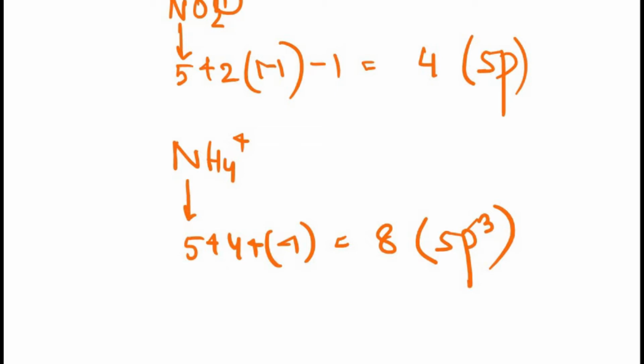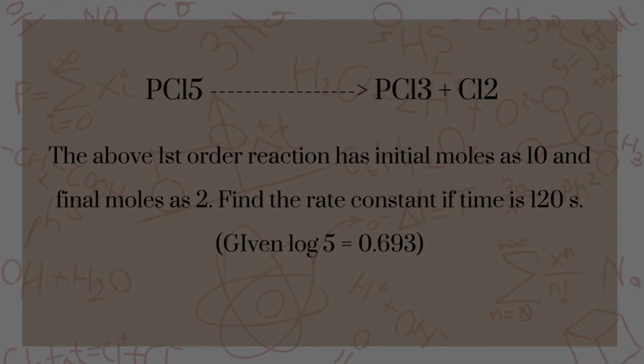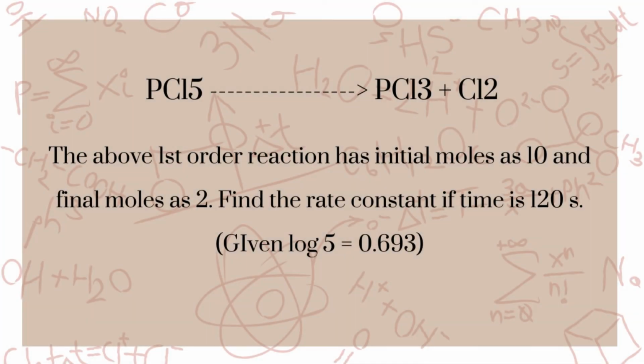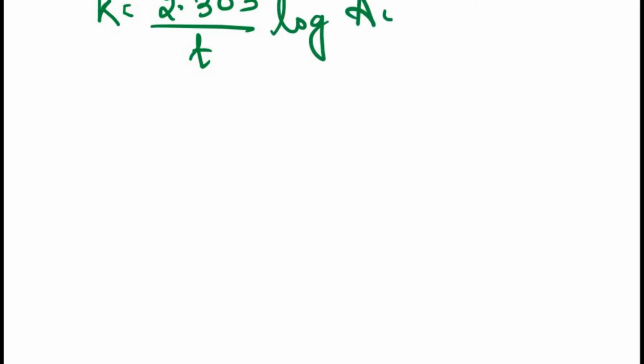Moving on to the next question. The next question states that for the reaction PCl5 to PCl3 plus Cl2, the above reaction is a first order reaction, has initial moles as 10 and final moles as 2. Find the rate constant if time is 120 seconds. Okay, so for the first order reaction, rate constant is equal to 2.303 by T log of A0 by A0 minus x.